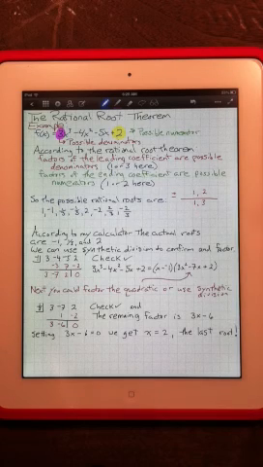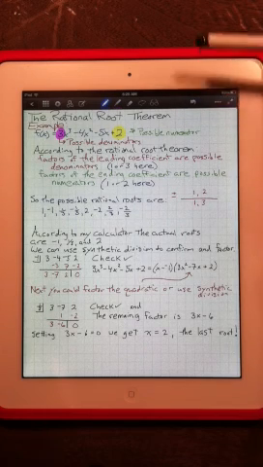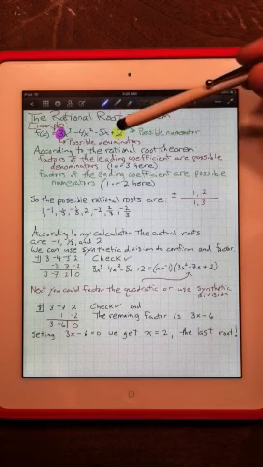Hello again, Dylan. So here we're going to take a look at the rational root theorem. And the example I have is from your book. We've got 3x cubed minus 4x squared minus 5x plus 2.